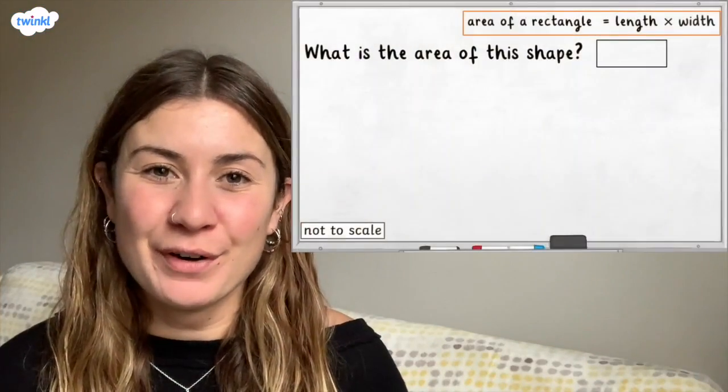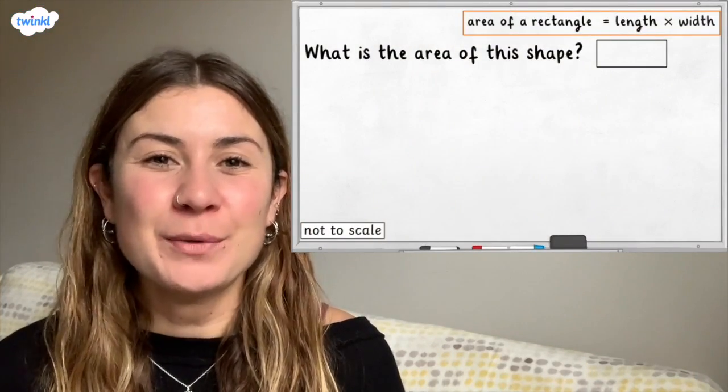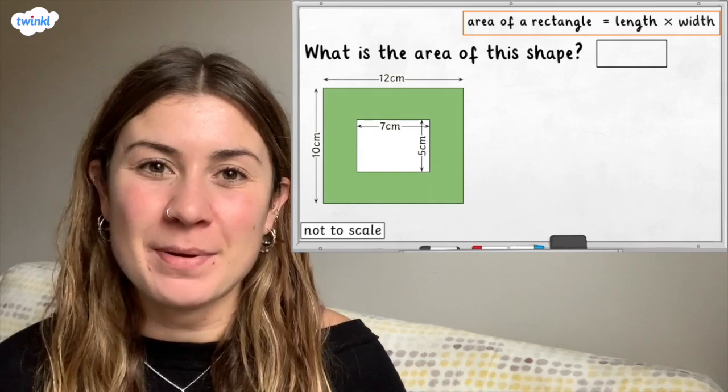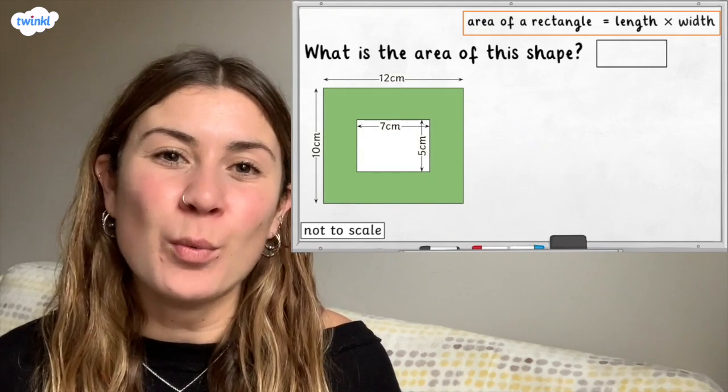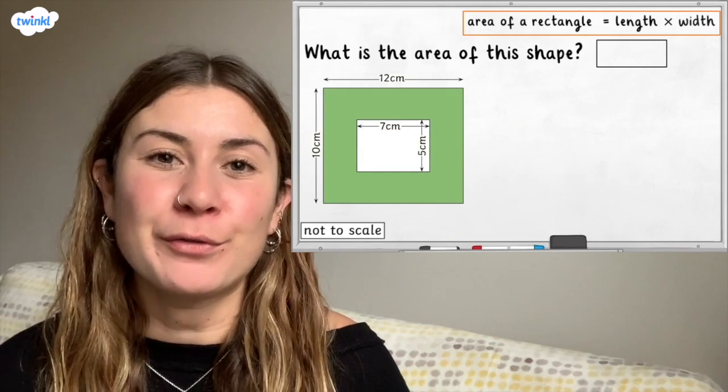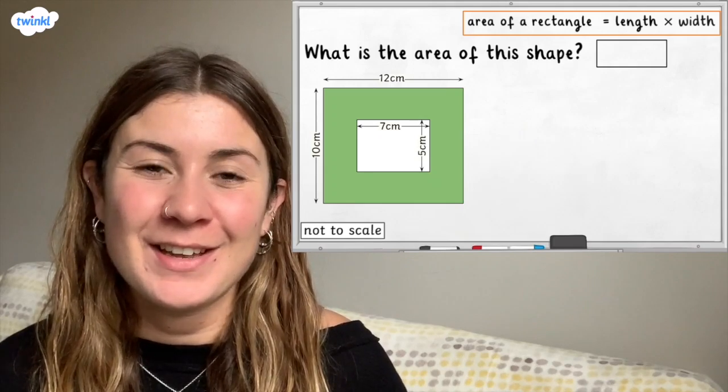Now it's time for a final challenge. How would you calculate the area of this shape? Think of it as if the smaller white rectangle has been removed from the larger green rectangle. Pause here and have a go.